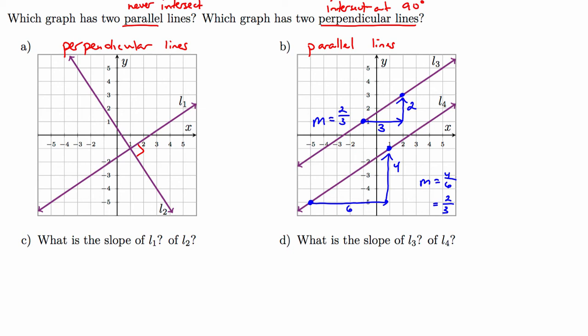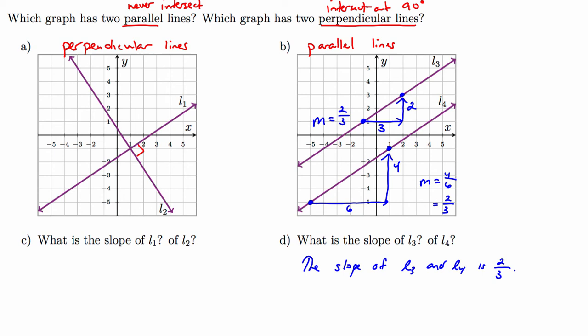What is the slope of line 3 and line 4? I would say the slope of line 3, L3, and line 4 is 2/3. This brings us to a more general question. How are the slopes of parallel lines related?